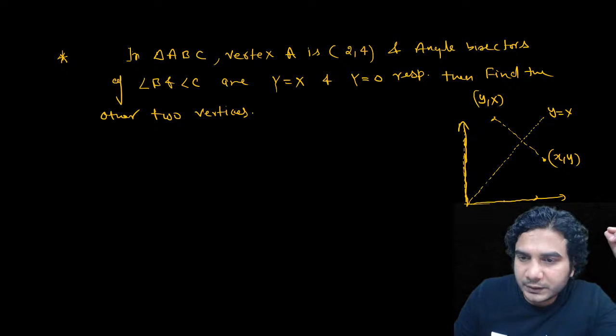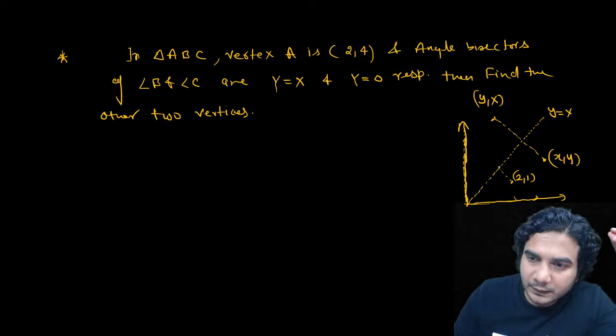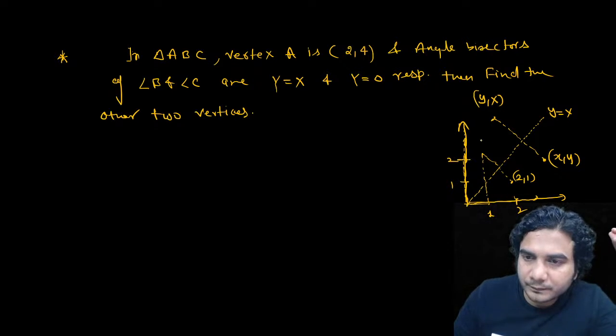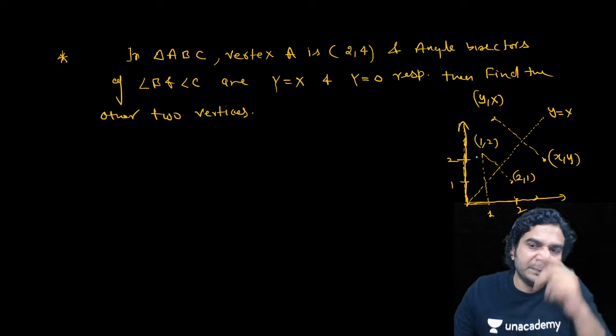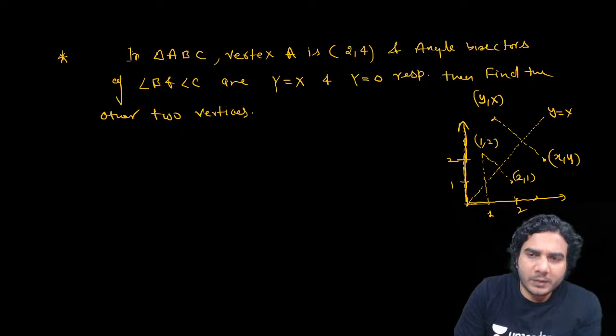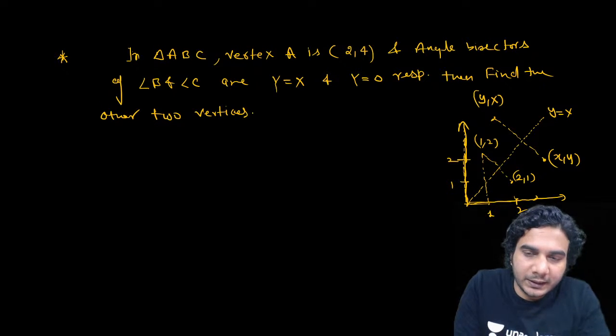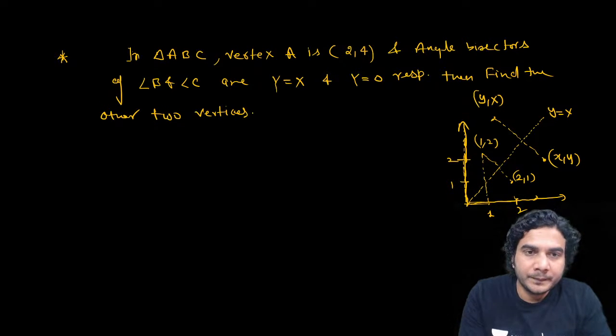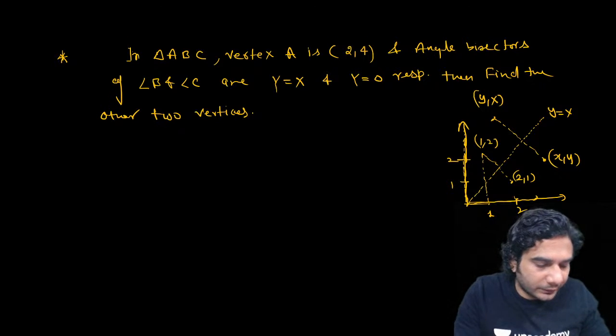Like if this point is 2 comma 1, then the reflection of this is going to be 1 comma 2. Got it now? And you know reflection about the x-axis and y-axis, that I think I don't need to mention. Now try this question. This is a very, very good question.